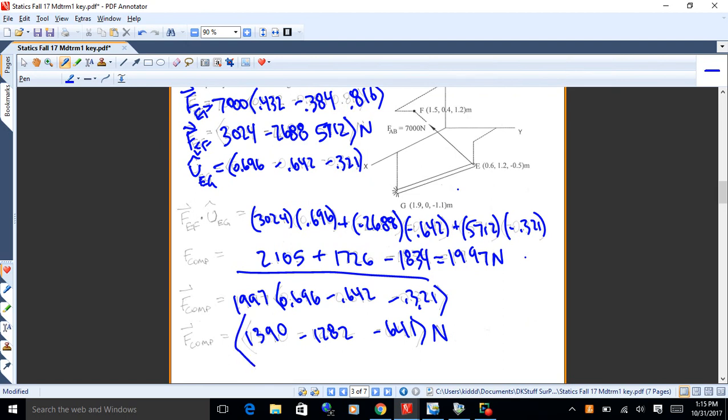All right, and there we go. So there's the compressive vector. So you got questions on that? Okay, we're good.